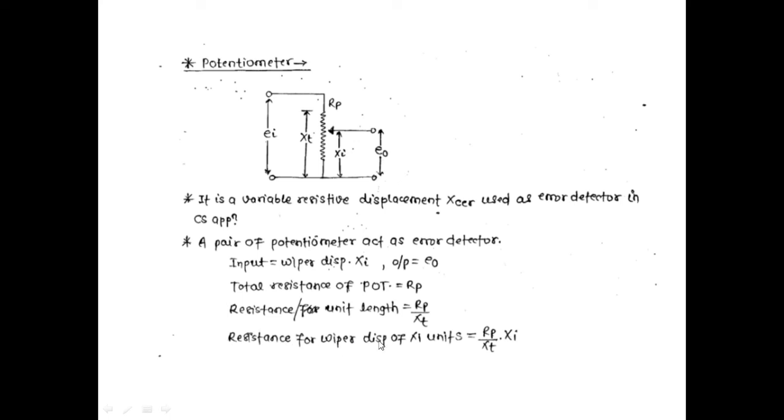Now, for the wiper displacement of Xi units, whatever the position of this wiper, that position will decide this length Xi. We have already found the resistance of the potentiometer per unit length. So the resistance per unit length multiplied by a certain length will give you the resistance tapped. If I am tapping a length of Xi meters and the resistance of the potentiometer is Rp by Xt ohms per meter, then Rp by Xt multiplied by Xi will give me the resistance tapped by this length.